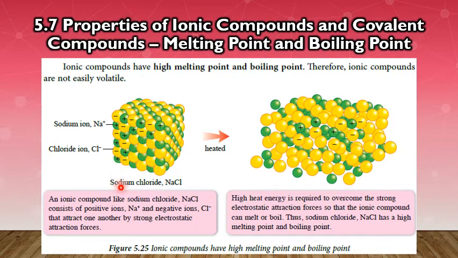The reason is, this is sodium chloride. An ionic compound like sodium chloride consists of positive sodium ions and negative chloride ions that attract one another by strong electrostatic attraction forces. So high heat energy is required to overcome the strong electrostatic attraction forces so that the ionic compound can melt or boil. Thus, sodium chloride has a high melting point and boiling point.